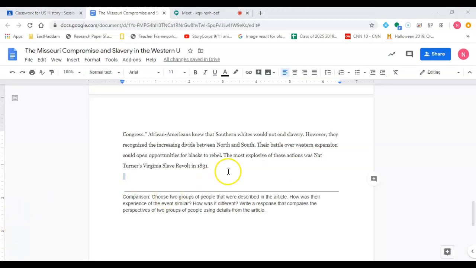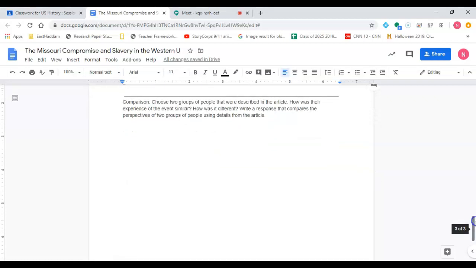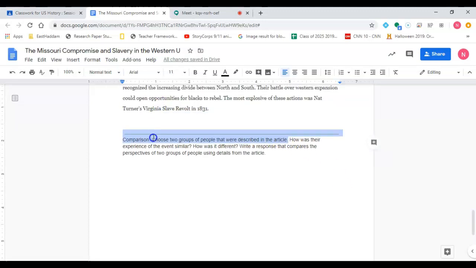Once your reading is done and you've highlighted all of the conflicts, you're going to quick write the answer to this question. Choose two groups of people that were described in the article. That's your first part, right? How was their experience of the event similar? How was it different? Write a response that compares the perspectives of two groups using details from the article. It's not an ICE paragraph, it's just a quick write, but you have to answer the full question. So you're identifying two different groups and explaining how their experiences were similar or different. And give me like 3 to 4 sentences.